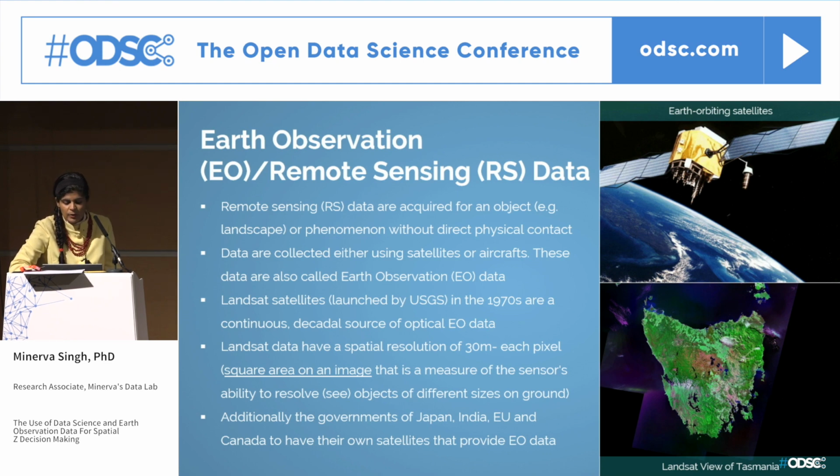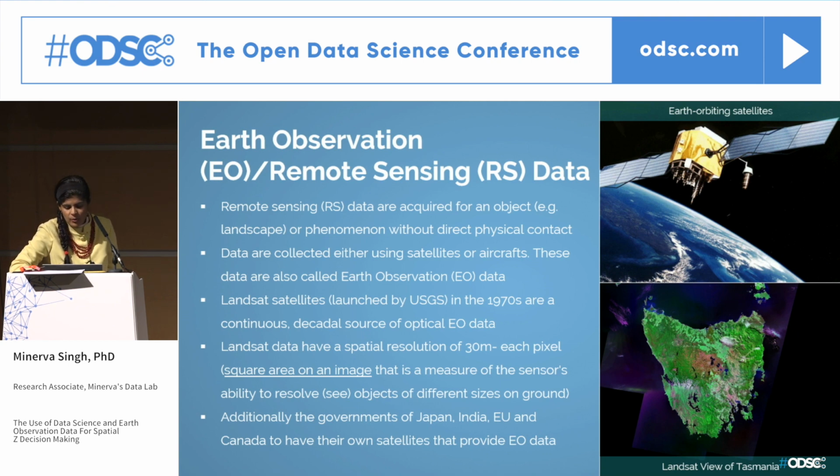Now, the conventional remote sensing data are collected using either satellites or aircrafts, and on the top right corner, you can see an Earth orbiting satellite, and these are the satellites which are used for collecting Earth observation or remote sensing data. Landsat satellites have been functional since the 1970s, and they were launched by the United States Geological Survey. Landsat data have a spatial resolution of 30 meters, which means each pixel in every image that you work with, including the photos that we take on our smartphones, comprises pixels, which is the square area of an image, and 30 meters means that the sensors can resolve objects as large as 30 meters on the ground.